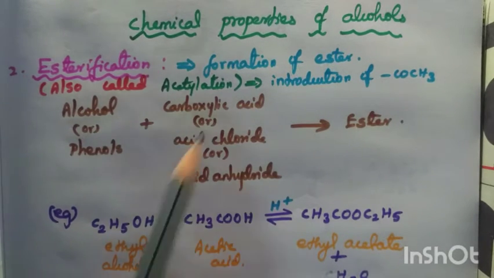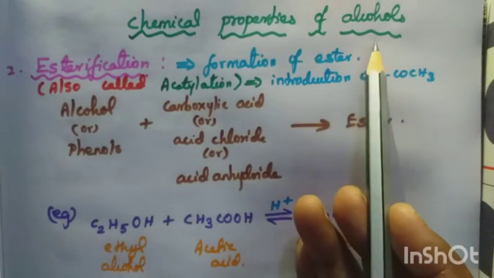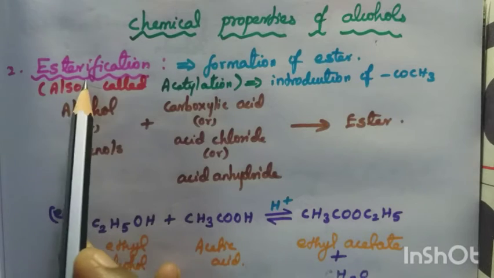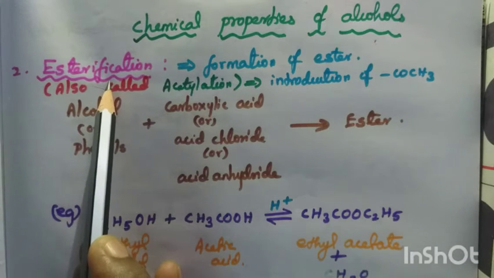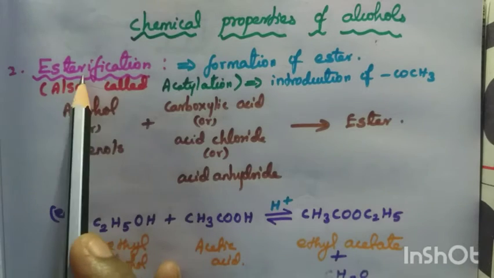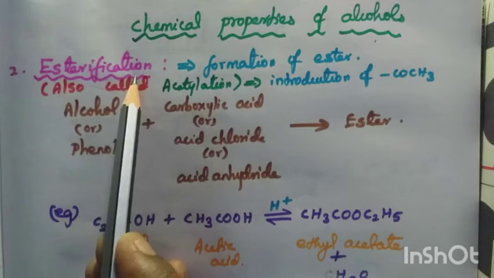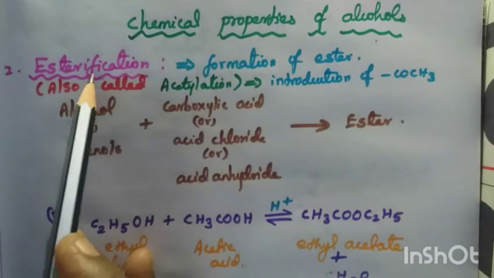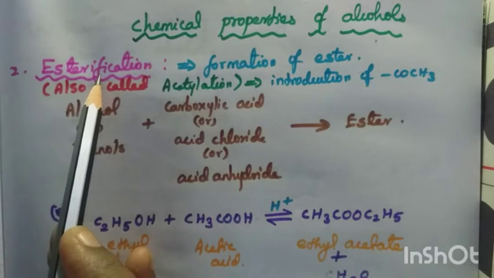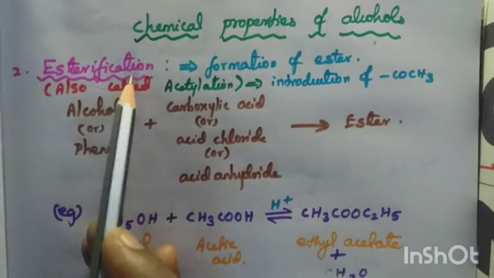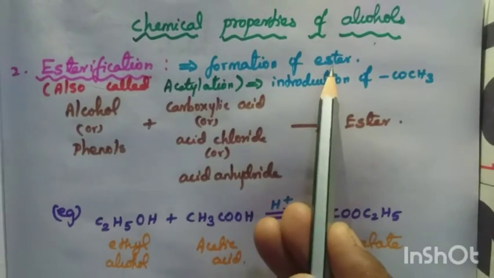Today our topic is chemical properties of alcohols. The first property we are going to see is esterification. The name itself explains it: esterification means formation of ester.